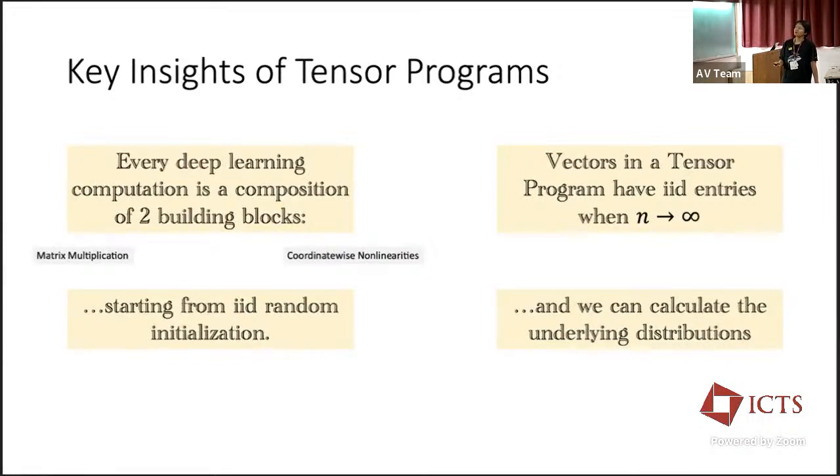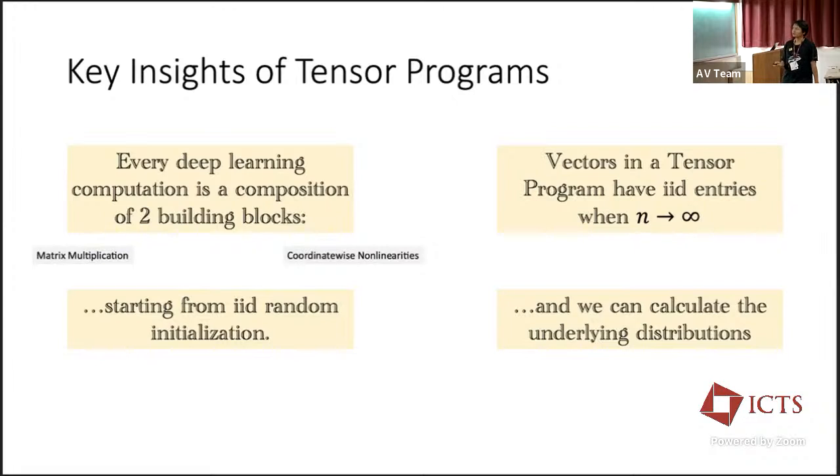So the fact that every deep learning computation is a composition of two building blocks, matrix multiplication and coordinatewise nonlinearities, starting from IID random initialization, is essentially the definition of a tensor program. You can write anything you write in PyTorch in this form. And once you have this program, the insight is that every vector in the tensor program has IID entries when n goes to infinity, and we can calculate the underlying distributions.